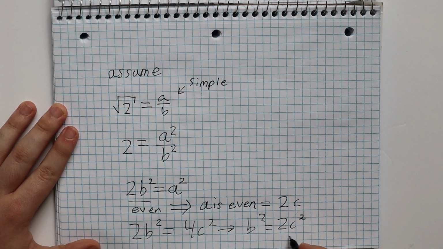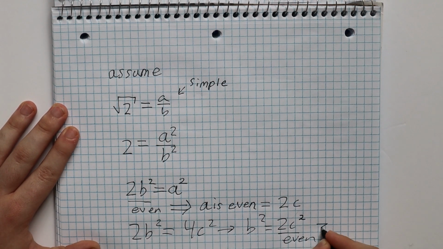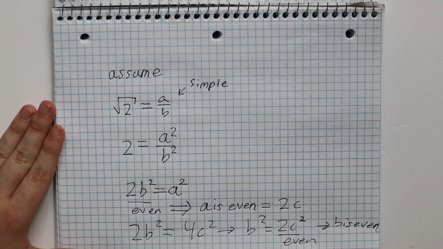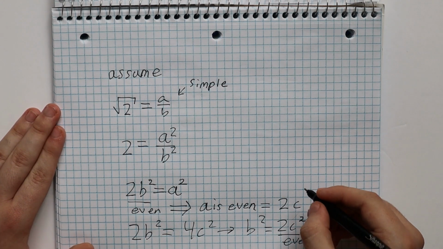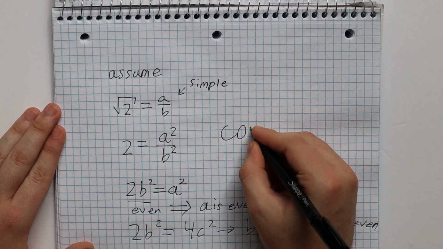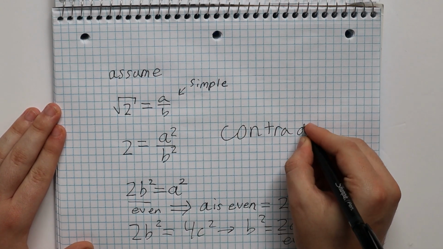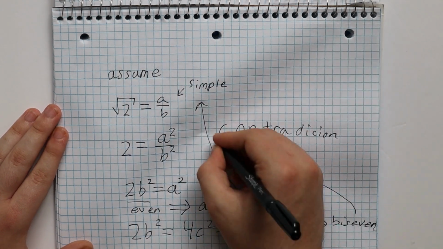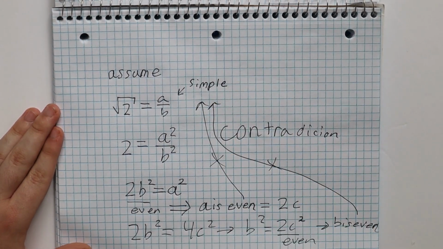Now this is a contradiction, since at the beginning we said that a divided by b was in simplest form, yet we can prove that a and b are both even, meaning that they are not in simplest form and can both be divided by 2, hence the contradiction. Well, what does this mean? Well, it means that the square root of 2 cannot be described as a ratio a divided by b, or the square root of 2 is irrational.